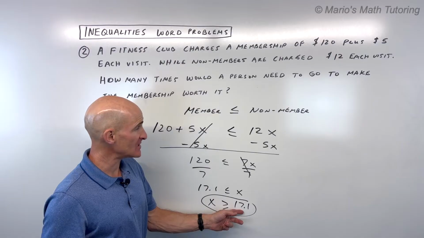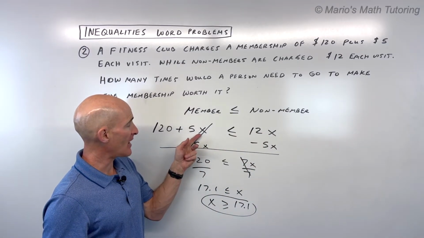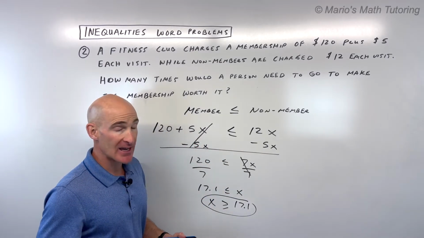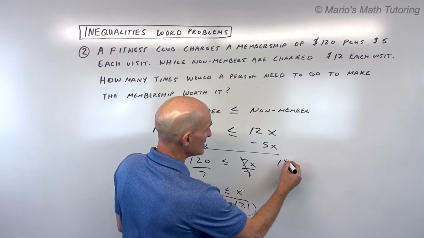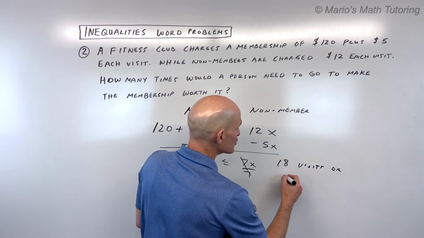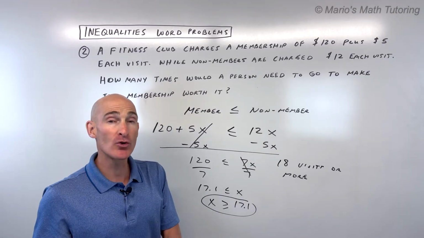If you just go 17 times, and you can test it out, 12 times 17, and put it in for 5 times 17, you can compare. You're going to see that it's not going to be beneficial yet. It's at that 18th time. So I would say 18 visits or more, it's cheaper to be a member. I'd write a sentence about it. Okay, let's go to another example.